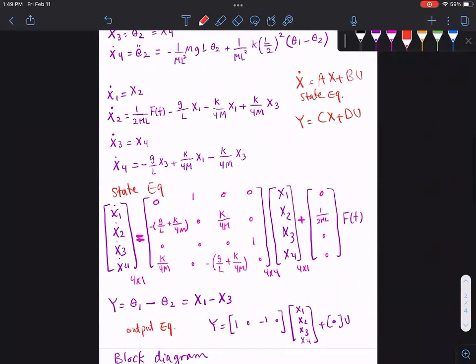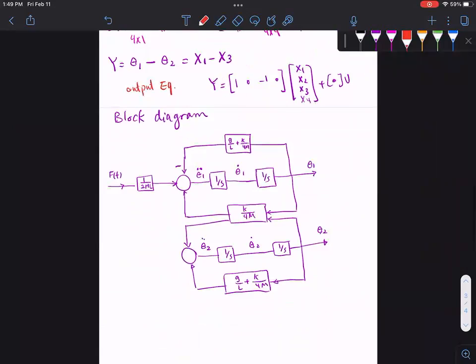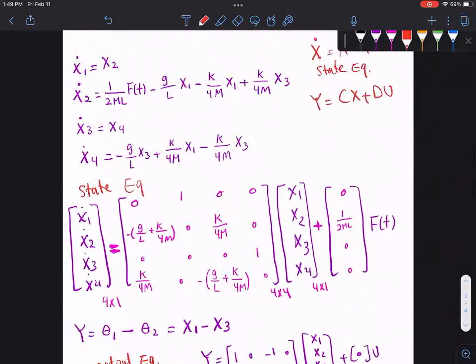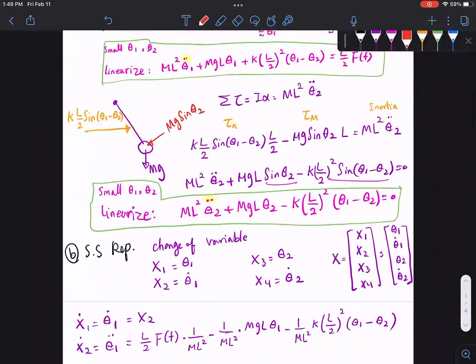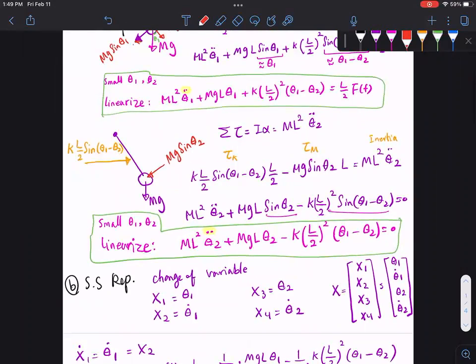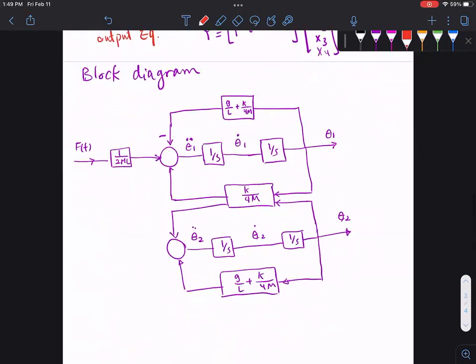Now, the third part of the problem asks for a block diagram. You should all be familiar with that. You can use these two equations directly to create your block diagram. And then you can check that this system has one input, and since we are looking at two different displacements, we have two outputs.